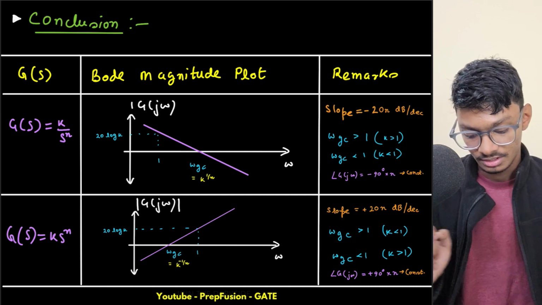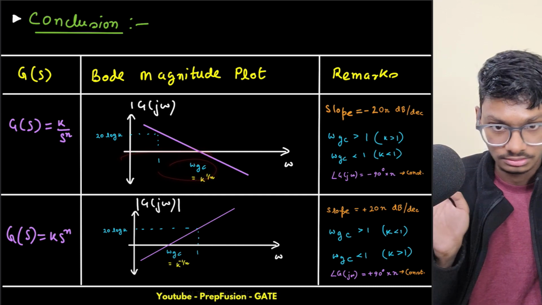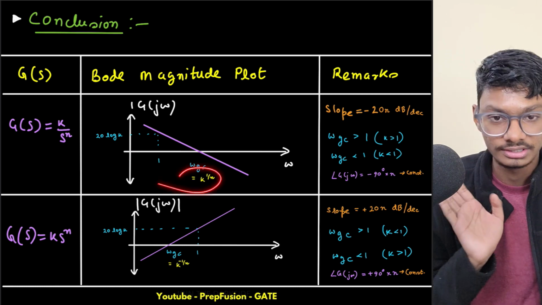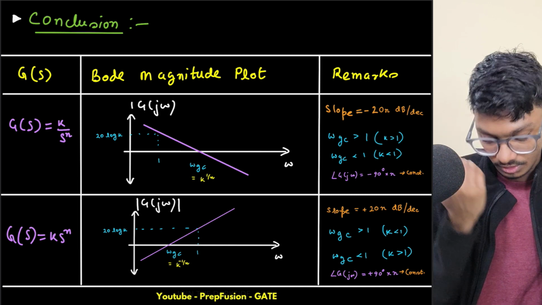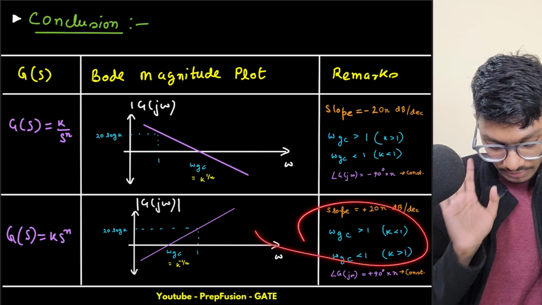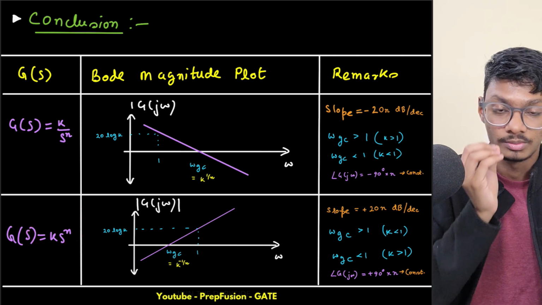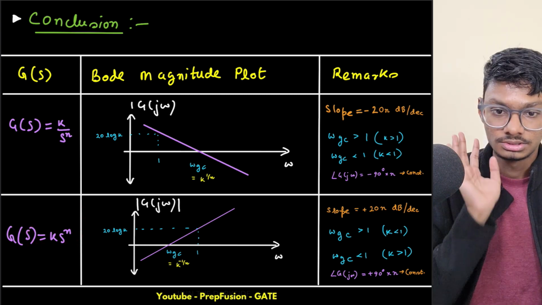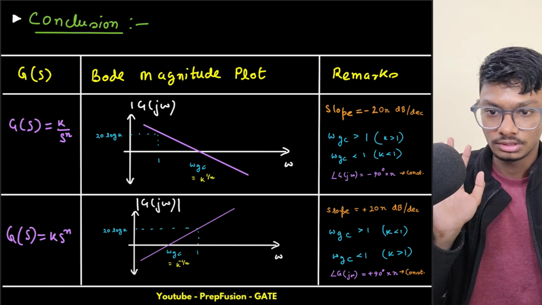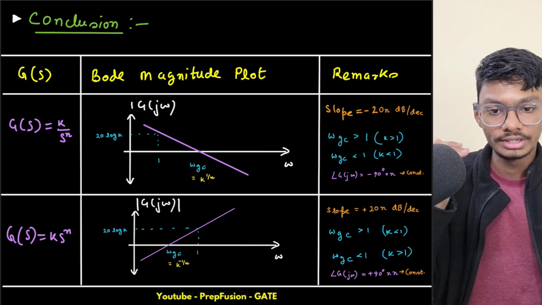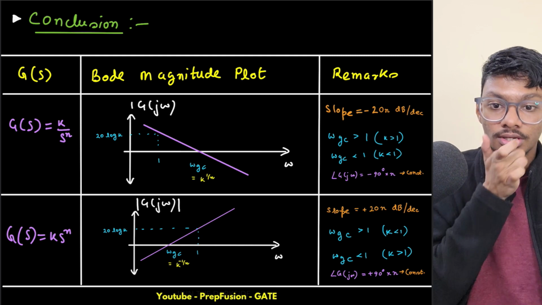So anything less than 1, the omega gc will lie lower than 1 radian per second. Anything more than 1, the gain crossover frequency will lie more than 1 radian per second. And for the zero case, in repeated zeros, it will be just the pure opposite. So these are the things I wanted to tell you about the Bode magnitude plot for repeated poles.